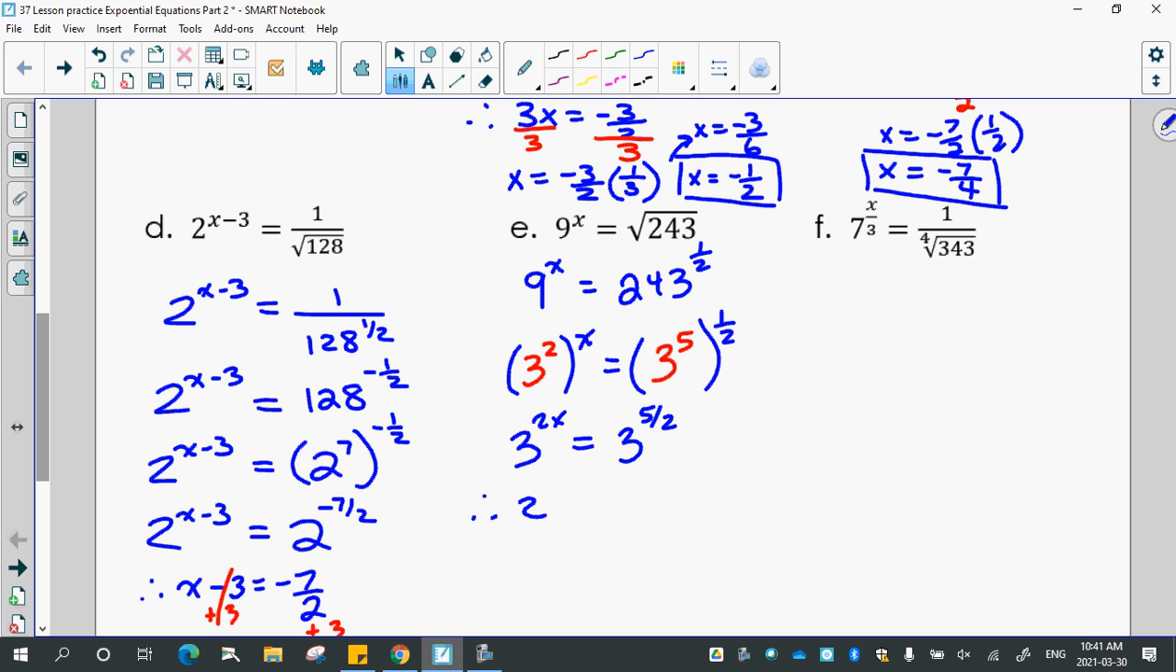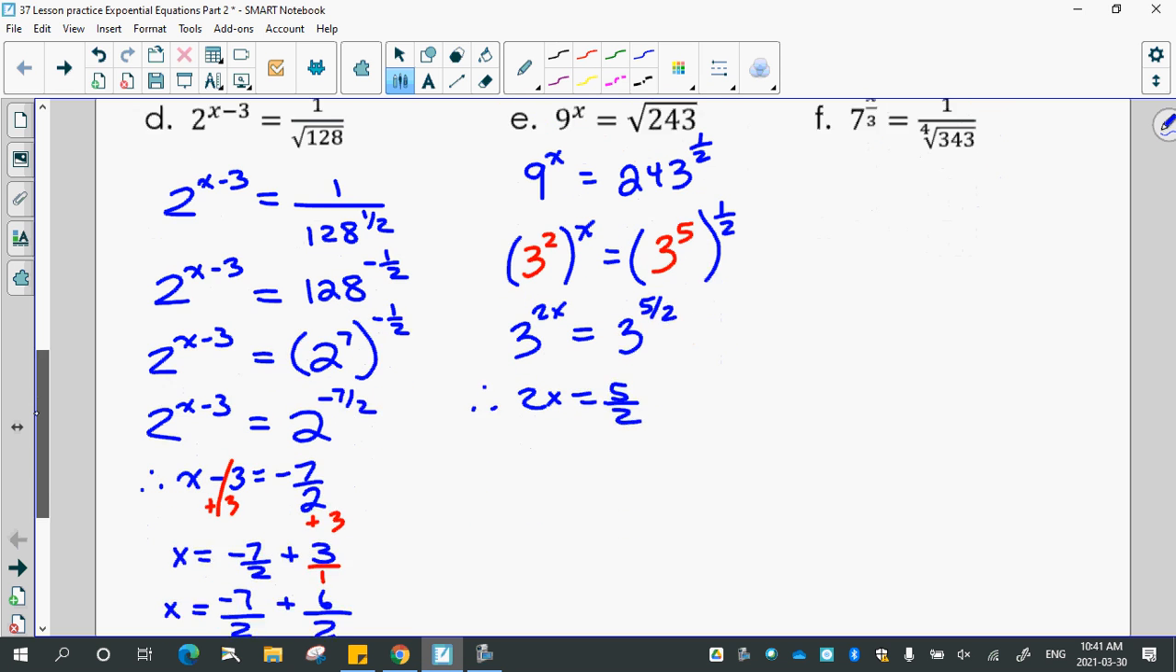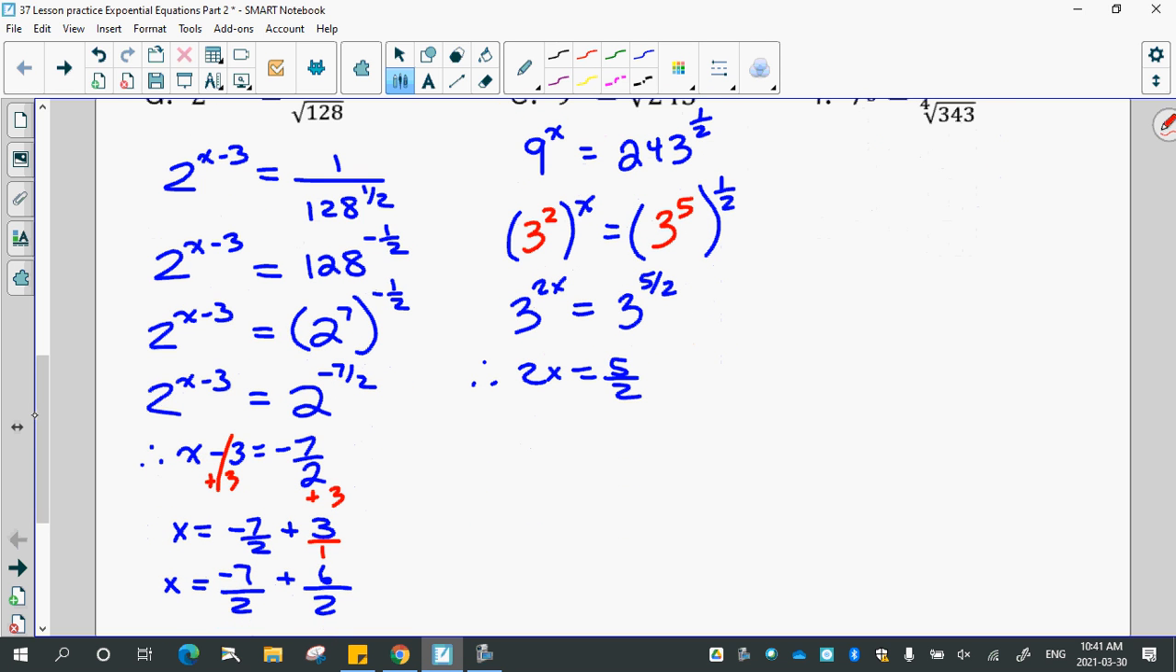So therefore, 2x is equal to 5 over 2. Means we have to divide both sides by 2. Dividing by 2 is multiplying by a half. So we should have got x to be 5 over 4. Okay? Any questions about that one? Okay.